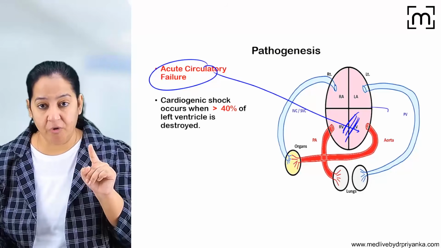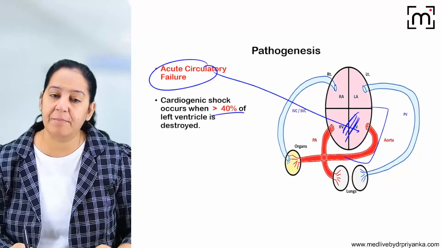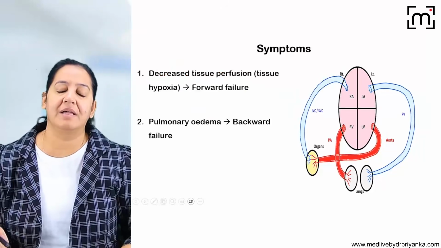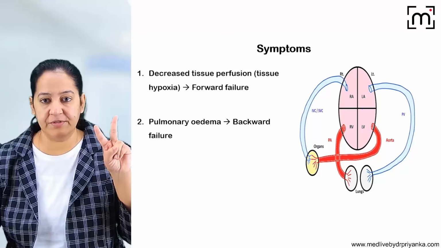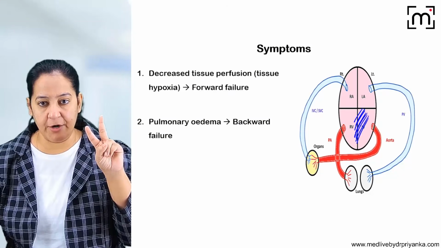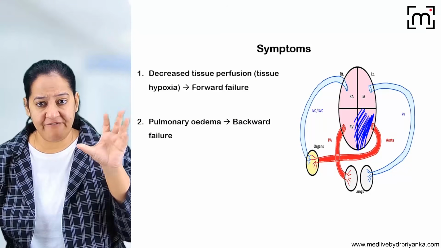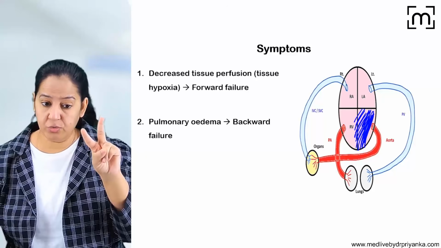If the muscle, the wall of the left ventricle is destroyed more than 40%, then the symptoms will manifest. What are the symptoms? Now, two types of symptoms are there. See, what are the symptoms in cardiogenic shock? Now, please imagine the left ventricle is not pumping. So two things will happen.